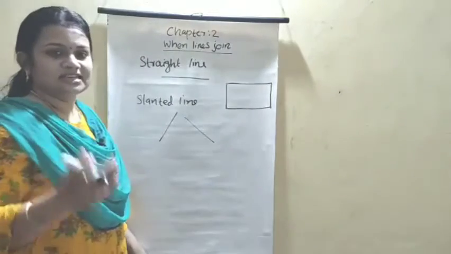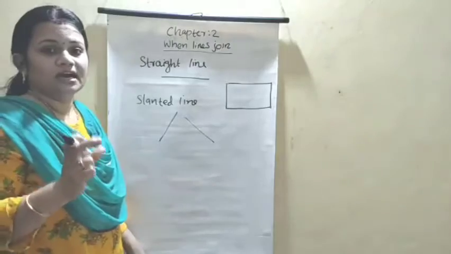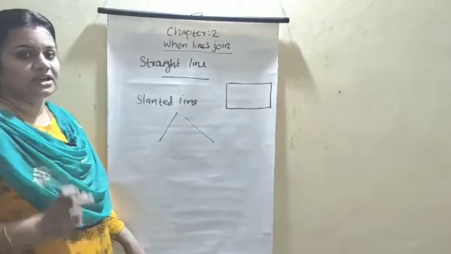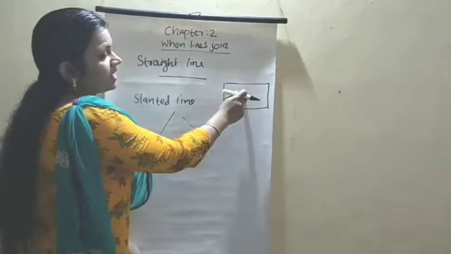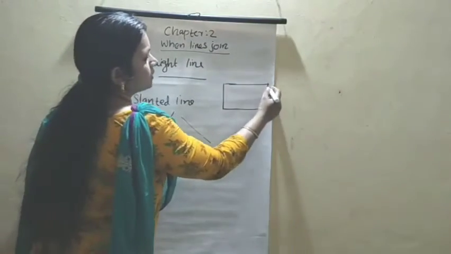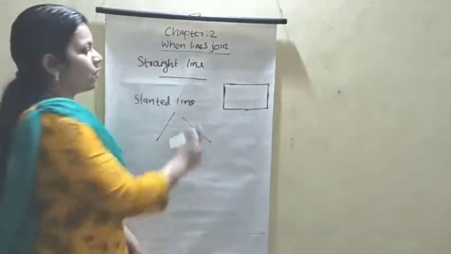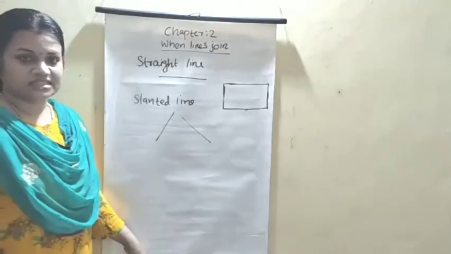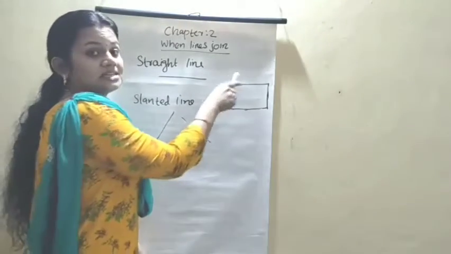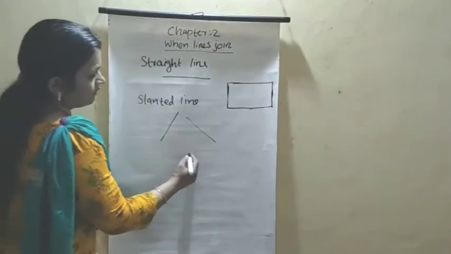So we are discussing the geometry. All the geometrical figures are made with the lines. This is the rectangle. This is also one geometrical figure. How many lines are these? 1, 2, 3, 4. These four lines are the straight lines. These figures are made with the straight lines. Understood? Then I draw one figure.